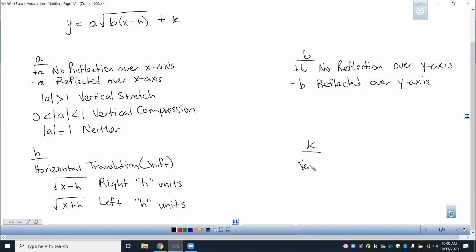And then K is our vertical translation or shift. So plus K was up, K units. And minus K was down.